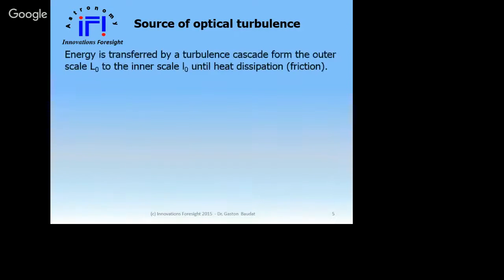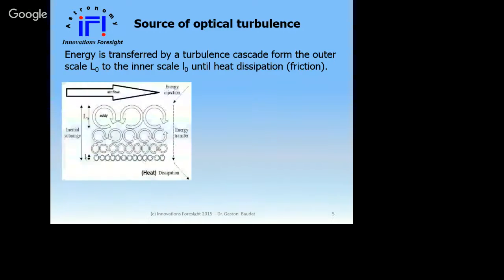So the source of the optical distortion is coming from the energy which is transferred from the atmosphere. When the atmosphere is moving, you have winds, there is some energy which is transferred in the form of turbulence, and it's basically a cascade. The two fundamental points here are an outer scale, which is the large L0, and an inner scale, which is a small l0. If you look at the drawing over here, it's a sketch of the problem: when the air flows that way, it will create turbulence.